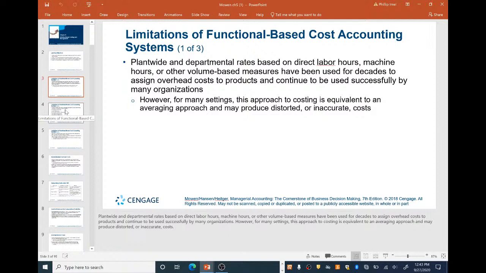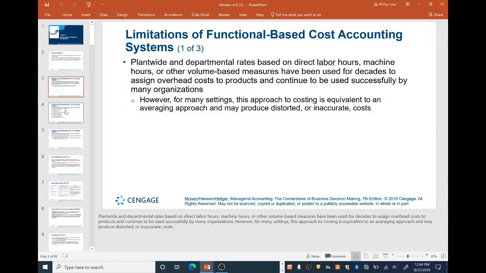Okay, first let's start off by talking about the limitations of functional-based cost accounting systems. Plant-wide and departmental rates based on direct labor hours, machine hours, or other volume-based measures have been used for decades to assign overhead costs to products, and continue to be used successfully by many organizations, even to this day.